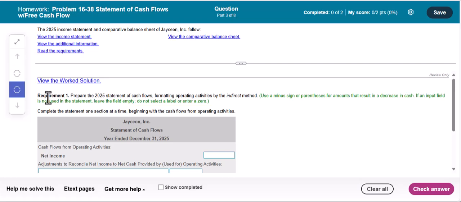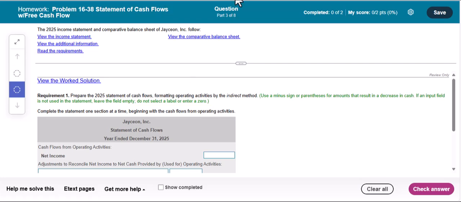So for requirement 1, we have prepare the 2025 statement of cash flows, formatting operating activities by the indirect method. Use a minus sign or parentheses for amounts that result in a decrease in cash. If an input field is not used in the statement, leave the field empty. Do not select a label or enter a 0.